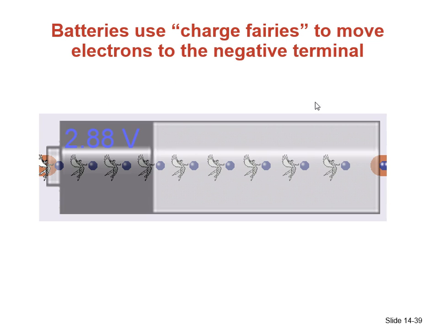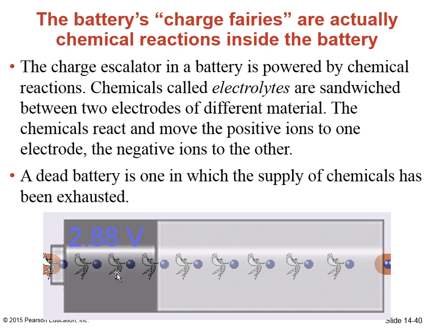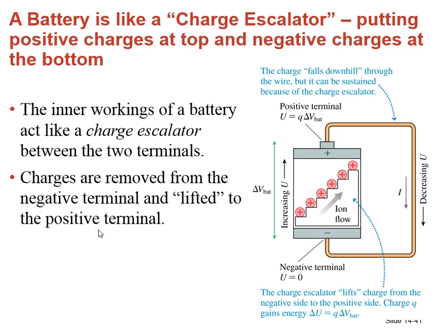Batteries, well, at one level, we said the batteries use charge ferries to move the electrons from the positive terminal to the negative terminal. In actual fact, it's chemical reactions that are the charge ferries. And a dead battery is where those chemicals have been exhausted. Those reactions can no longer occur. So if we think about this in terms of positive charges, you can think of the battery as a charge escalator, where there's positive charges down here and they are brought up here to the top, and then they will flow out of the battery through whatever elements we have here in the circuit, and then back to the negative side.